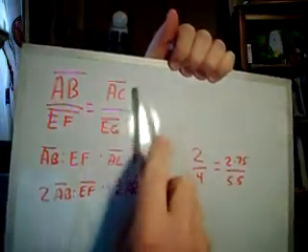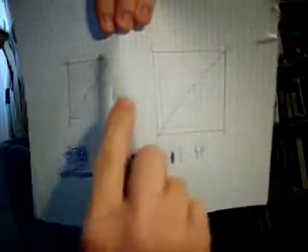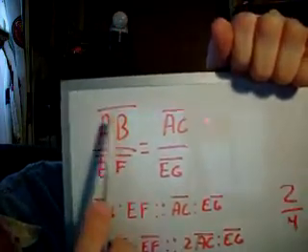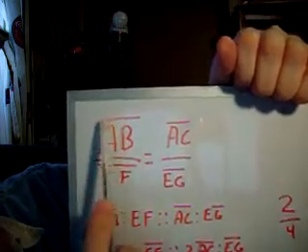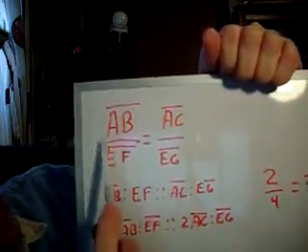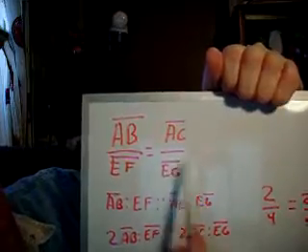AB is to EF as AC is to EG. Now, can you see the problem here? Well, I can see it right off the bat. We have to draw a line above these letters to indicate that this is a finite line. And we have to do this for all 4 of these. But then we have to draw these fractional lines as well. Well, you're going to get that confused with the marking of this. So we don't want to do that.